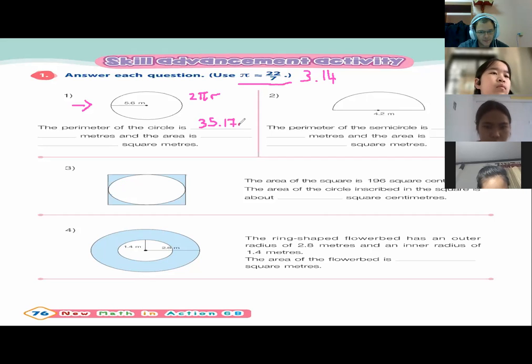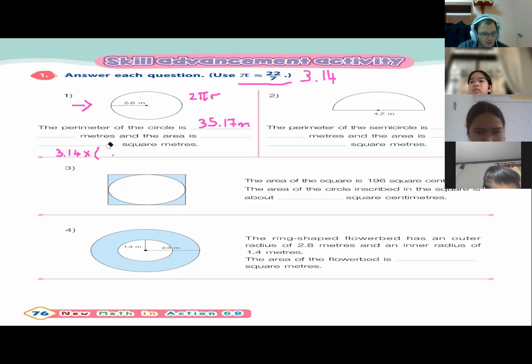35.17 meters. 35.17 meters. That's the perimeter if you calculate it. And the area? Now the area will be 3.14 multiplied by 5.6 squared. Let me write that better.